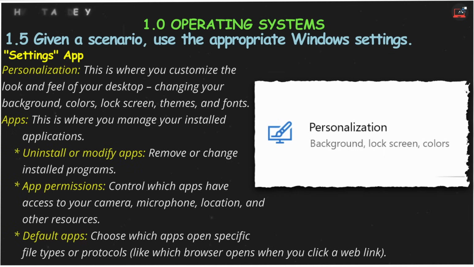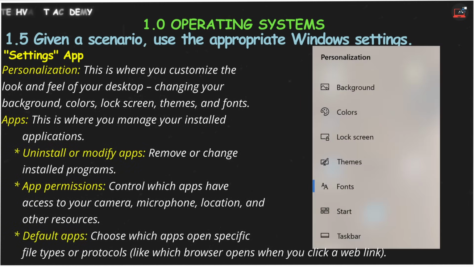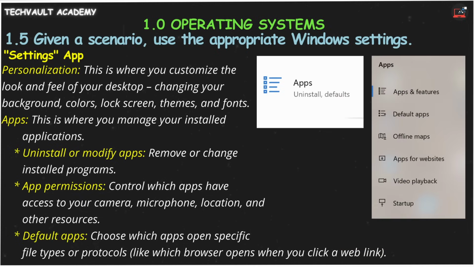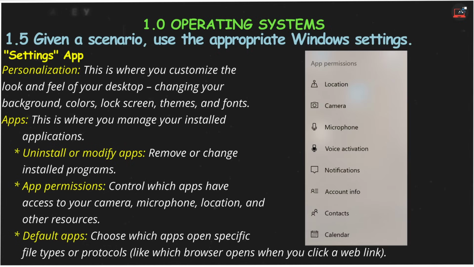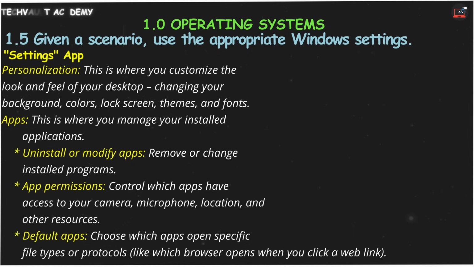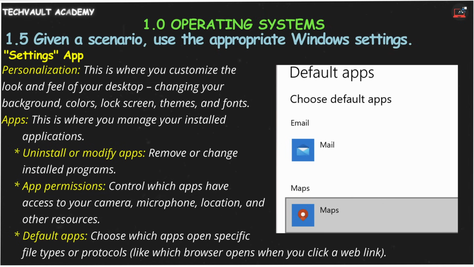Personalization. This is where you customize the look and feel of your desktop, changing your background, colors, lock screen, themes, and fonts. Apps. This is where you manage your installed applications. Uninstall or modify apps. Remove or change installed programs, app permissions. Control which apps have access to your camera, microphone, location, and other resources. Default apps. Choose which apps open specific file types or protocols, like which browser opens when you click a web link.